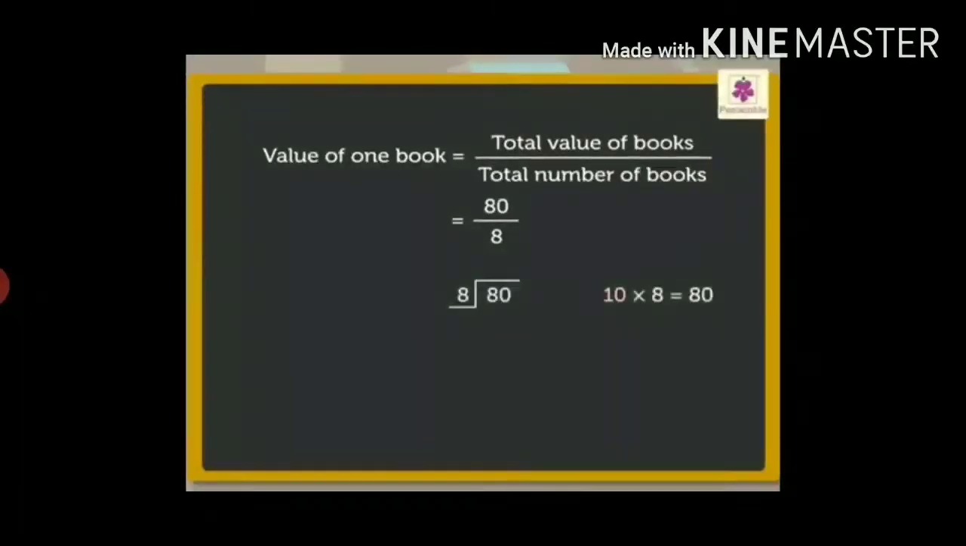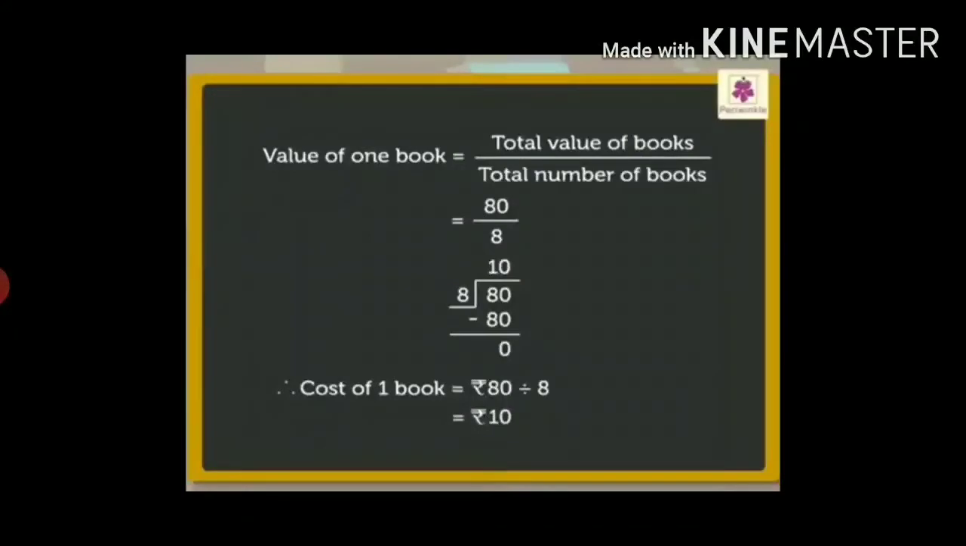We know 10 into 8 is equal to 80. So, we will write 10 as the quotient. Now, write 80 below the dividend. Here, let's subtract 80 from the dividend. We get 0 as the remainder. Therefore, cost of one book is equal to rupees 80 divided by 8, which is equal to 10 rupees.